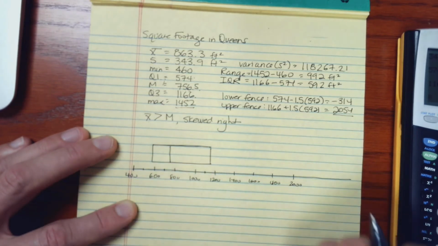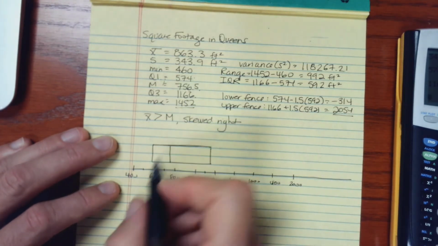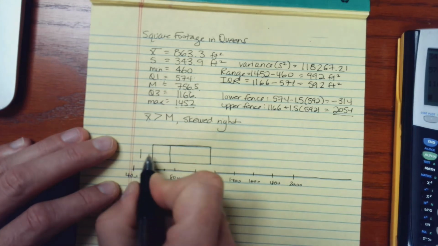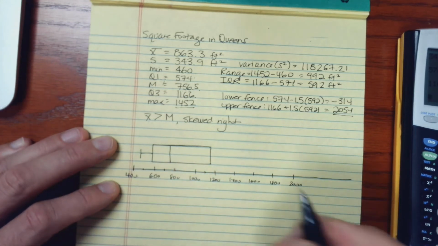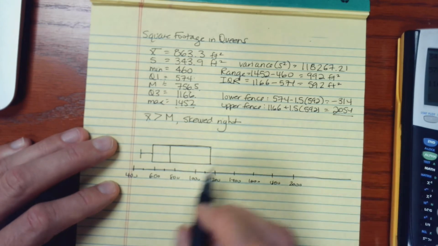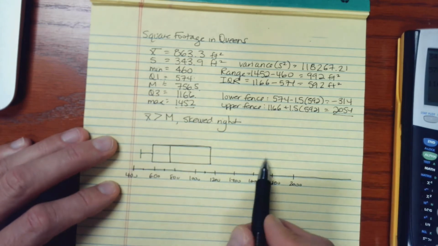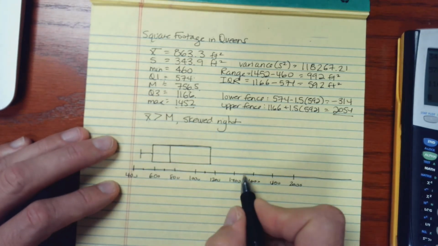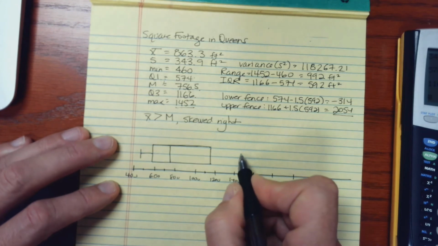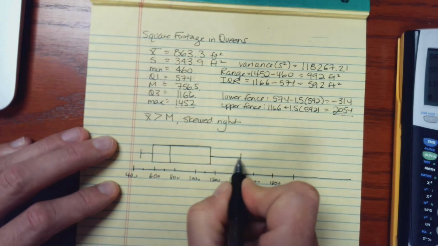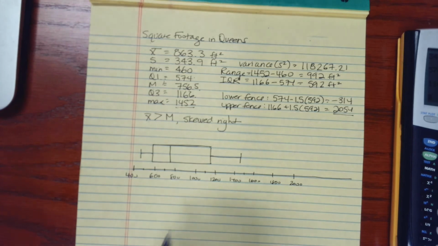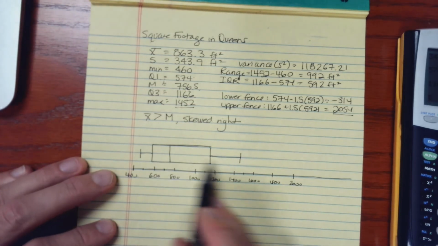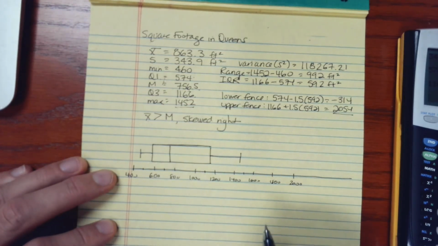And what about the whiskers? So the minimum is at 460, so that might be about right here. And I don't have any outliers, so I'm going to extend the whisker on the right hand side to the maximum, which is 1452. So about right here. So there's a box plot. I can see that there does look like there might be a slight right skew in this data.